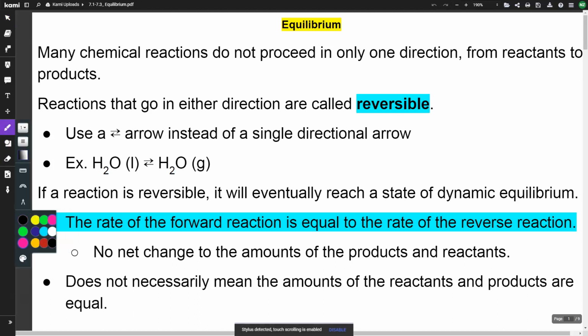So in the example here, notice we have a double arrow between water in its liquid state and water in the gaseous state. So if a reaction is reversible, it's going to reach a state of equilibrium. And that's where the rates, now key term, rate of the forward reaction is equal to the rate of the reverse reaction. So that means that the products are forming at the same rate that the reactants are reforming. So the concentrations aren't necessarily equal, but the rates that they're forming are equal.